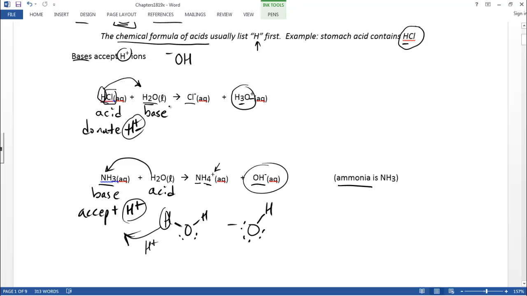You may have noticed that here, water can sometimes act as a base and sometimes as an acid. Oh yeah, the H is listed first. So there you go. Sometimes it's an acid.